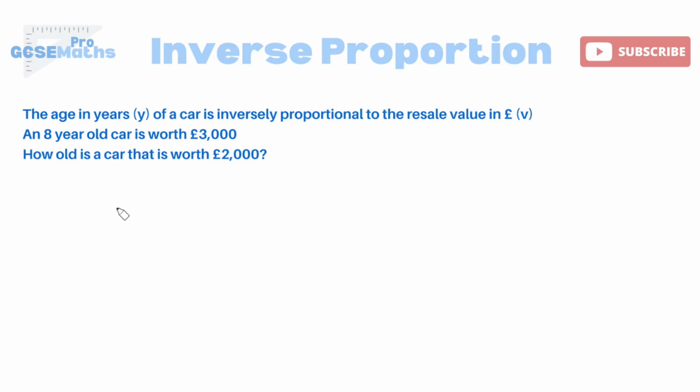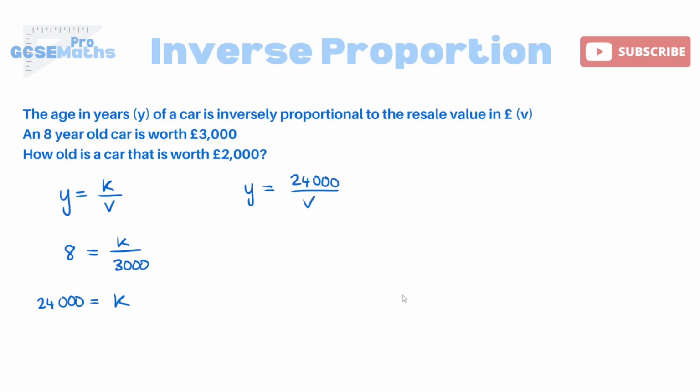So I'm going to start off by creating my formula. In this case, I am going to use the letters they've given me, so Y and V, and we give it in the exact same order that they've told us. So Y first equals K over V. That's our inverse proportion relationship. Now, they've given us a matching pair of values, 8 years, £3,000. So substitute those in, 8 for the years and 3,000 for the value. We need to obviously find K. So multiply 8 by 3,000, we should get 24,000. So if I rewrite my proportion relationship, I've got Y is equal to 24,000 over V.